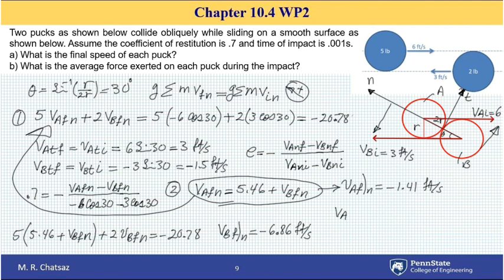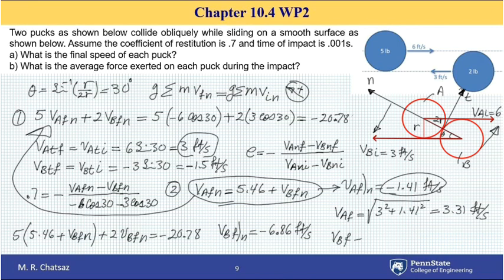Therefore, the final velocity of A, the total velocity, is the sum of the two components. So I want to take 3 squared. This is for ball A. For ball A, I have this value squared plus this value squared. So I write 3 squared plus 1.41 squared, and this gives us a numerical value of 3.31 foot per second.